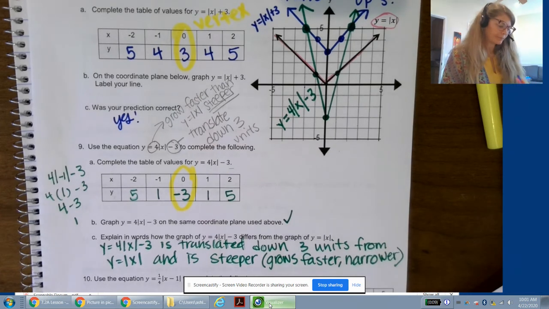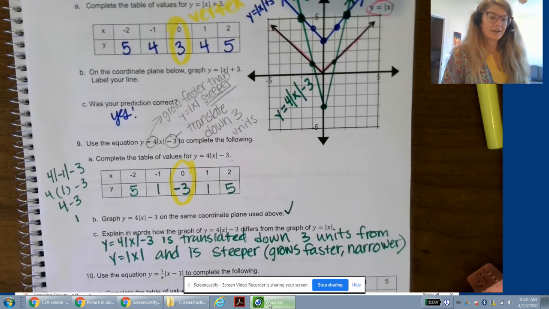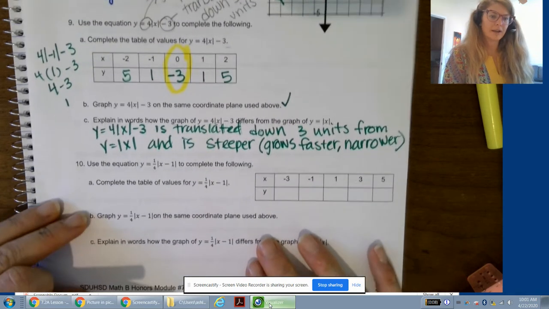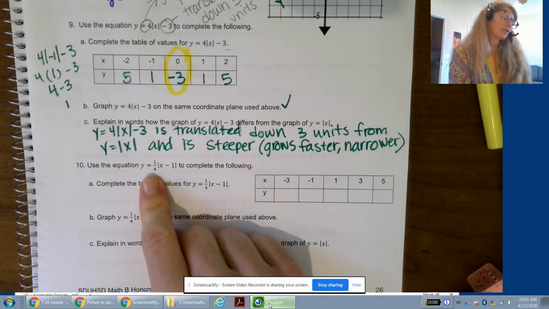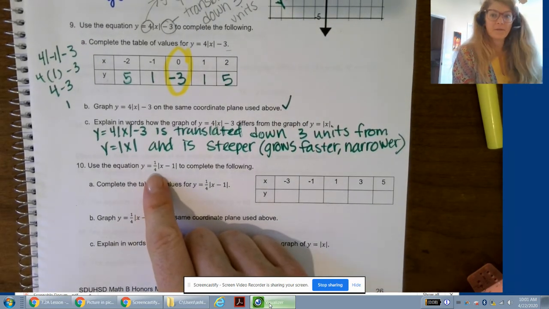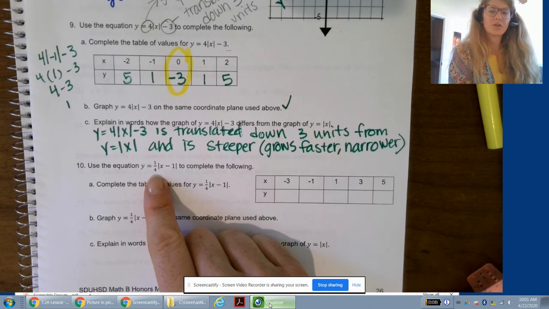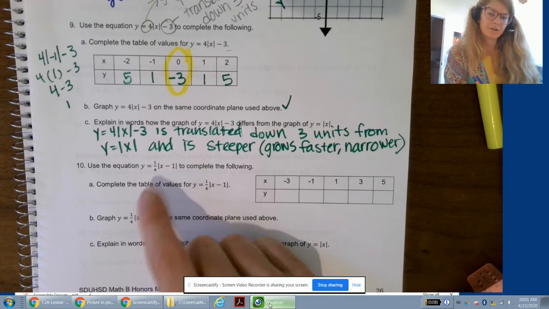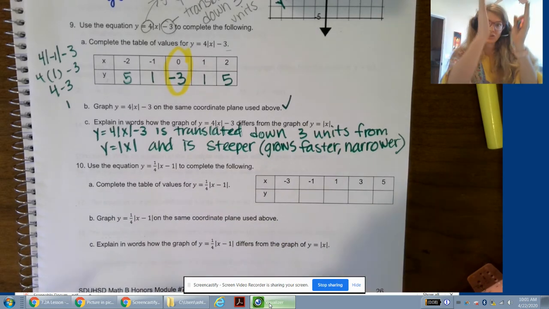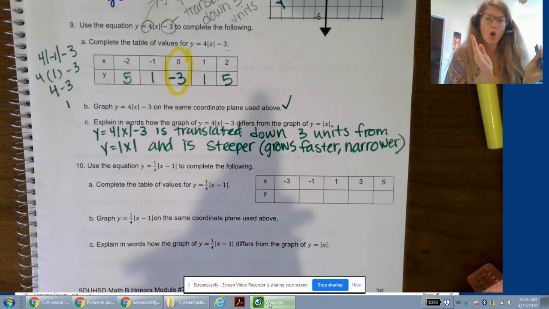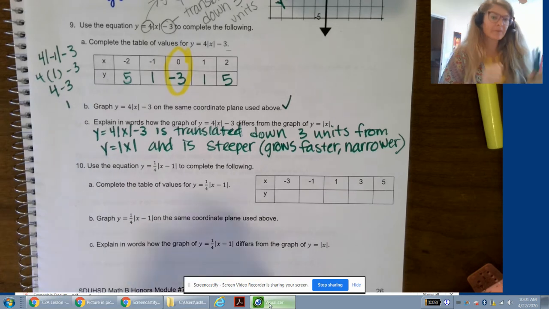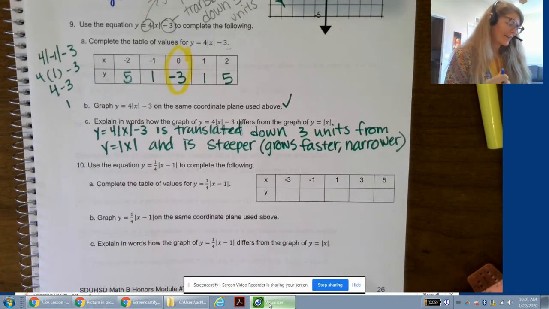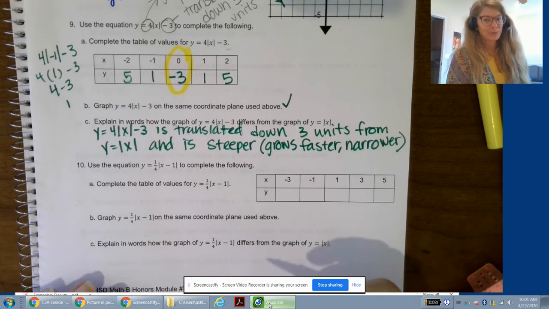Cool. So now we have another situation to look at, and we're going to be using this equation. Notice now the number in front on the outside is 1/4. So whatever happens on the inside, it's going to be 1/4 less. So is that going to make our function grow faster or slower? Think about that.